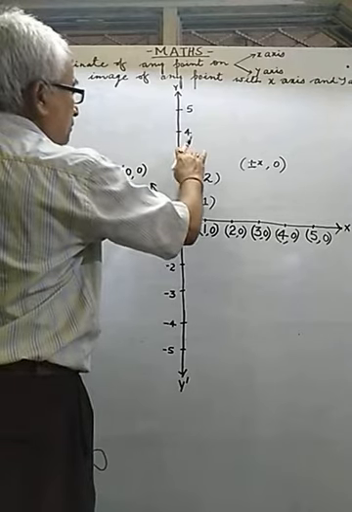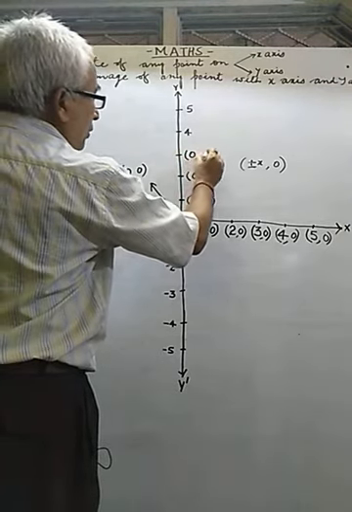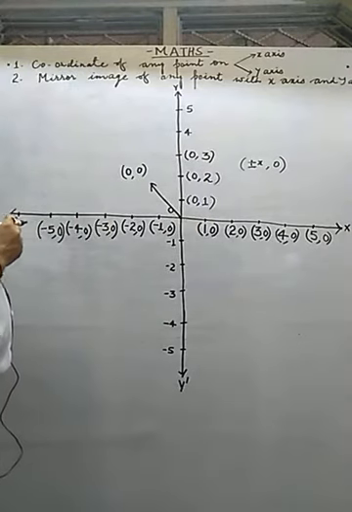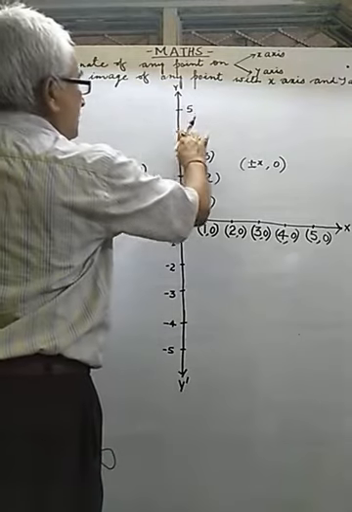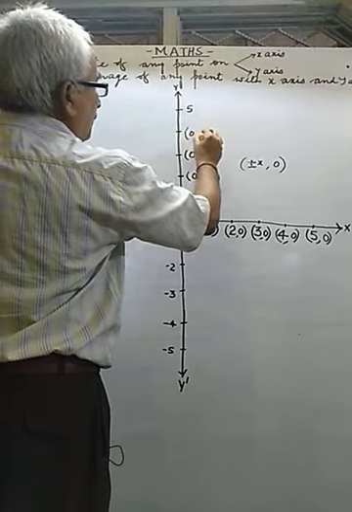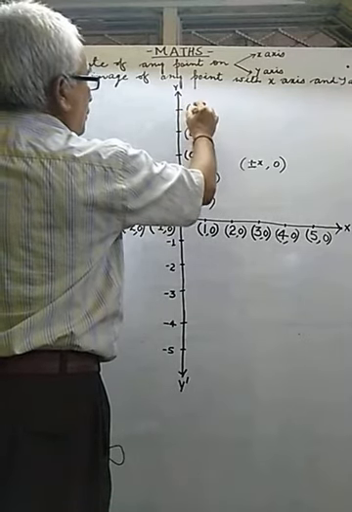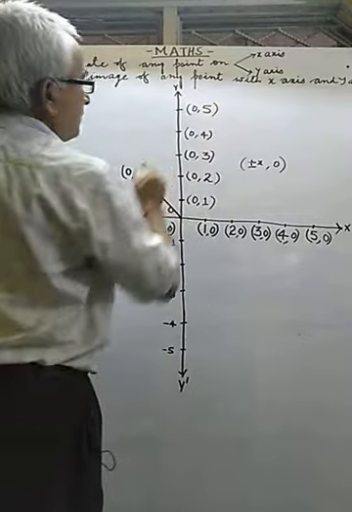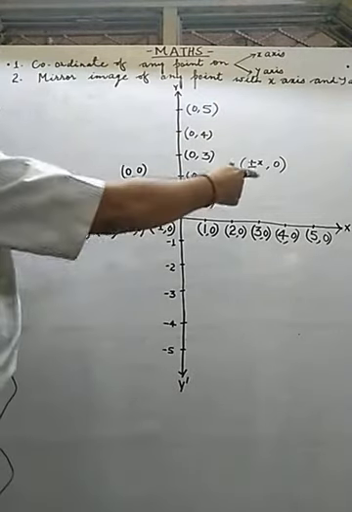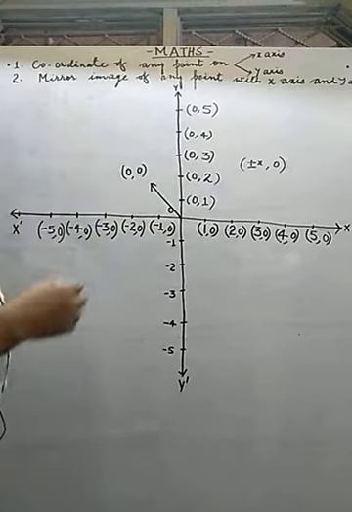Similarly, at this point the value of abscissa is always 0 and ordinate is 3. The coordinate of this point is 0, 3. Like that, this will represent what? 0, 4. Like that, this will represent what? 0, 5. In this way, we observe on this axis which value is 0. So completely, the value of ordinate is 0.